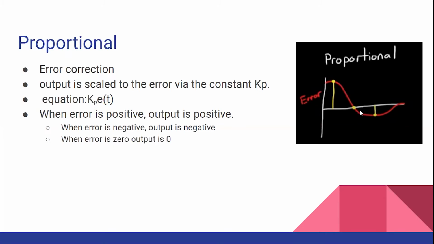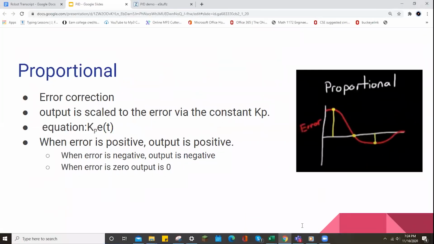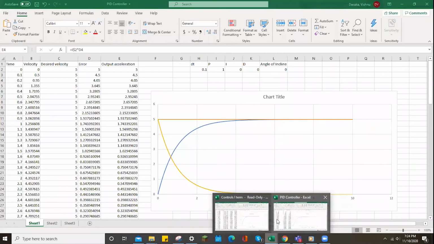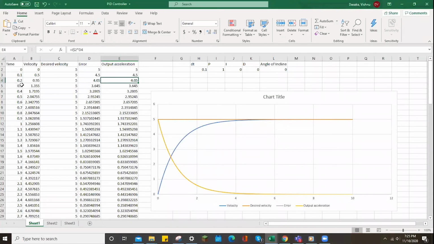Error is 0, output is 0. Something to showcase this is this Excel document. Here we have a scenario where you're at a red light and you just turned green. You're trying to get from 0 miles per hour to 5 miles per hour. And you have your error, you have output acceleration, you have your P controller, and the change in time.